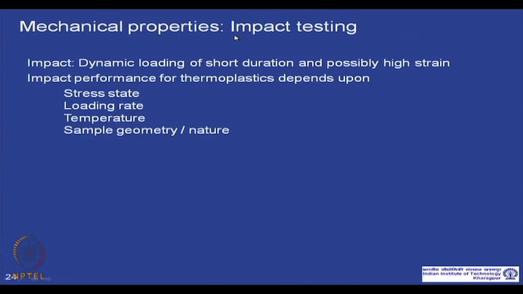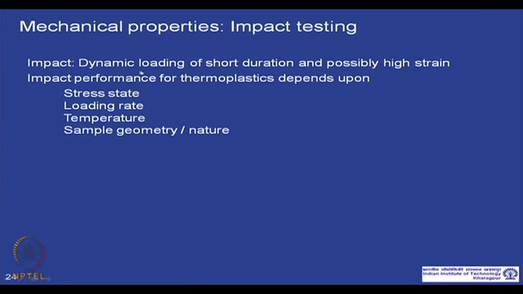Now we talk about impact testing. Impact is basically a dynamic loading of very short duration. We know about impact: if you have a glass and you hammer it, it breaks, which means the glass has very low impact property. But if you keep a load on the glass, it does not break. So, the modulus of glass is high, because the stress you apply is not at a very fast rate.